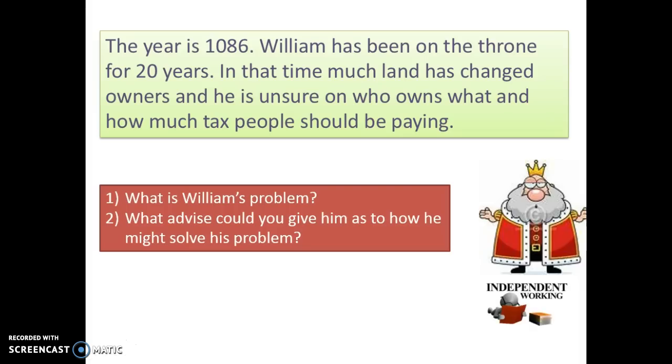Okay, the year is 1086. William has been on the throne for 20 years. In that time, much land has changed owners, and he is unsure on who owns what and how much tax people would be paying. Now, here's two questions I want you to think about. Number one, what is William's problem here? Why would it be important for him to know who owns what and the amount of tax people would be paying? So think about that.